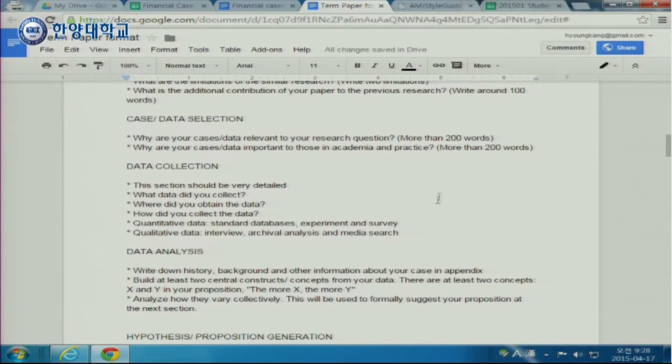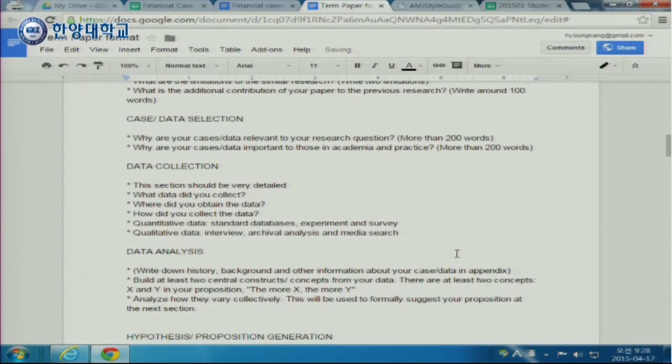Write down first. You have to write down history, background, or other information about your case or data in the appendix. So that is about the appendix. I'll put this one in parentheses.